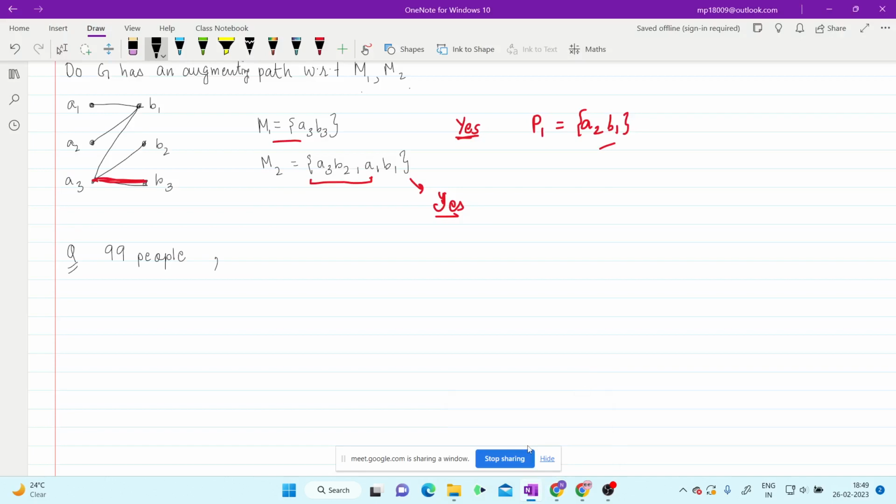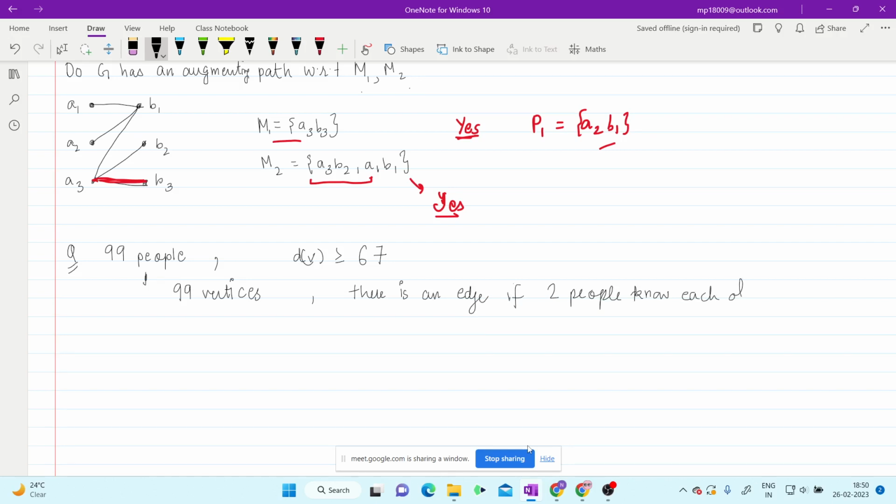and every member claims that he would play bridge only with someone he knows. Each member knows at least 67 other members. So degree of V is greater than or equal to 67, right? Then there must be 4 members who can play bridge together. So we have 99 vertices basically, and there is an edge if two people know each other.